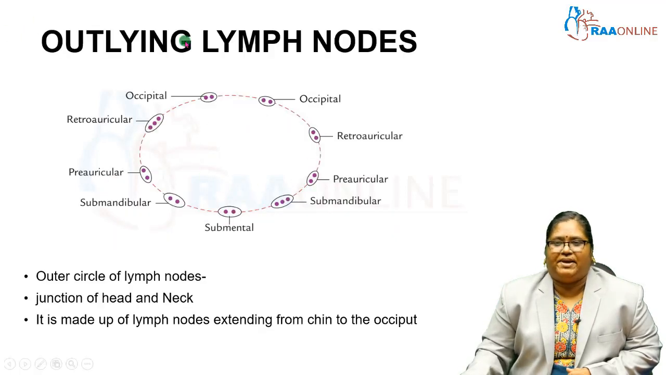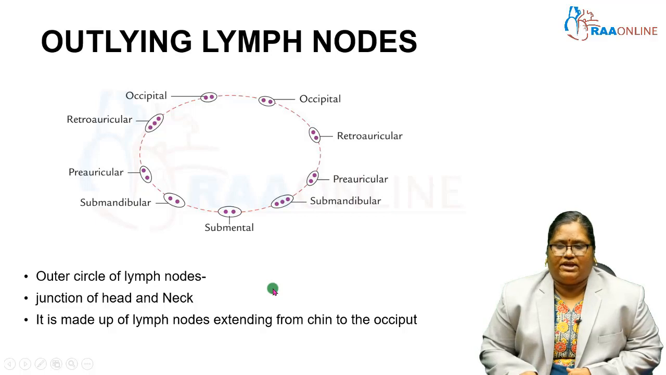The outlying peripheral lymph nodes, that is the outer circle lymph nodes, are located at the junction of the head and neck, and are made up of the lymph nodes extending from the chin to the occiput. The lymph nodes included in the outlying lymph nodes are the submental nodes, submandibular nodes, preauricular nodes, retroauricular nodes, and occipital nodes.